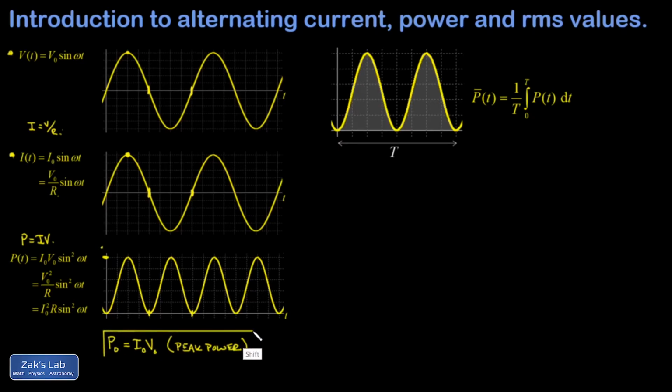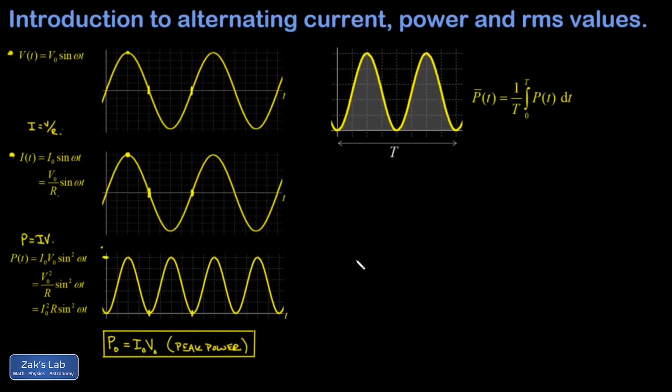Now we're occasionally interested in the peak power, but the thing that has by far the most practical application is the average power dissipated by a resistor. That's what's going to determine, for example, how much heat and light is produced by a filament in a light bulb. It's the average energy output.